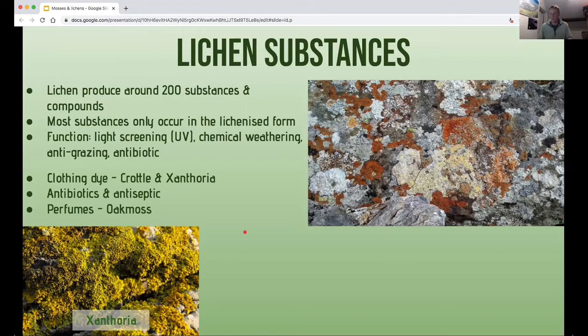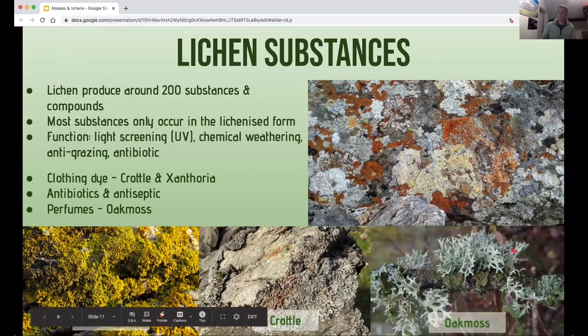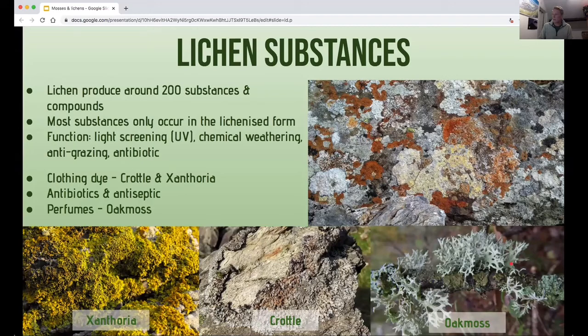Antibiotics I've mentioned, but the oak moss, which is fairly common in maritime oceanic woodlands in the UK, is used in perfumes, and the French harvest 700 tons of oak moss per year for their perfume industry. So it shows how significant it is for that perfume as well. So these compounds.